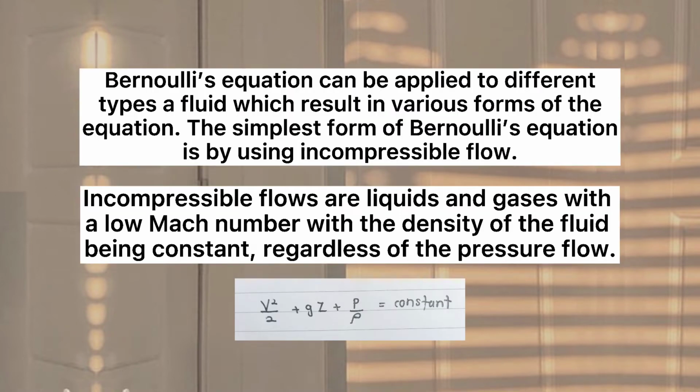Bernoulli equation can be applied to different types of fluid which result in various forms of the equation. The simplest form of Bernoulli's equation is by using incompressible flow. Incompressible flows are fluids and gases with a low Mach number, with the density of the fluid being constant, regardless of the pressure flow.